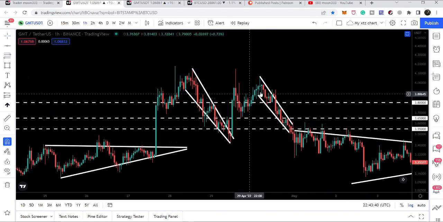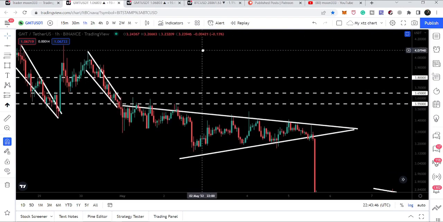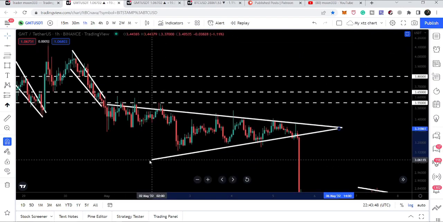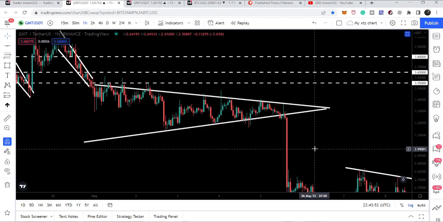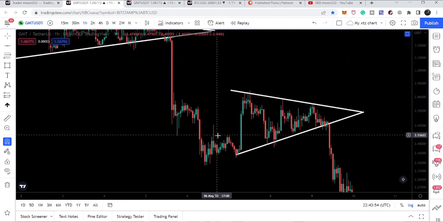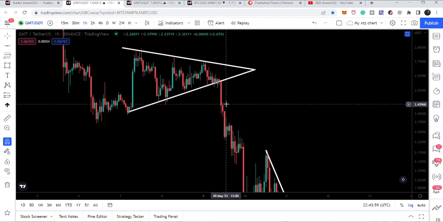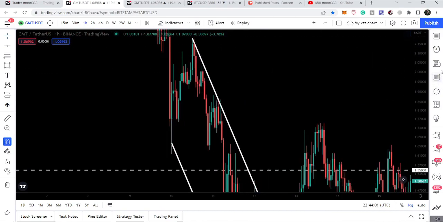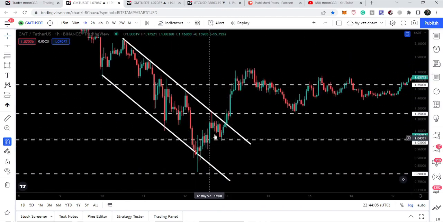rally. Here it formed another falling wedge pattern but did not break it down, and from there it formed another symmetrical triangle and broke it down with the powerful sell volume. And after this drop, GMT formed another symmetrical triangle and broke down the support. Here GMT formed another down channel and we broke out the channel.